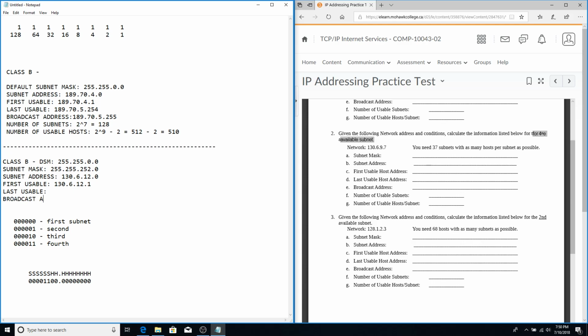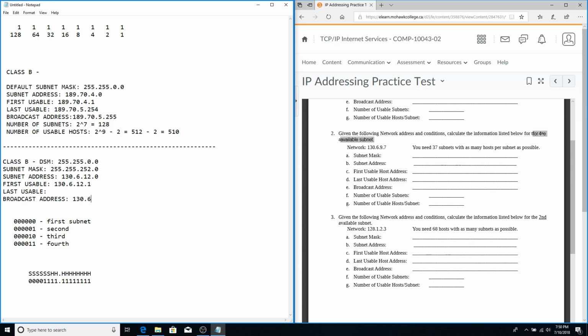Broadcast address, we're just going to change all those host bits to 1s. So all these guys, and then these 2 are going to now be 1s. So 1, 1, and then all these guys are 1, 1, 1, 1. There we go. And we will convert that into decimal from binary.